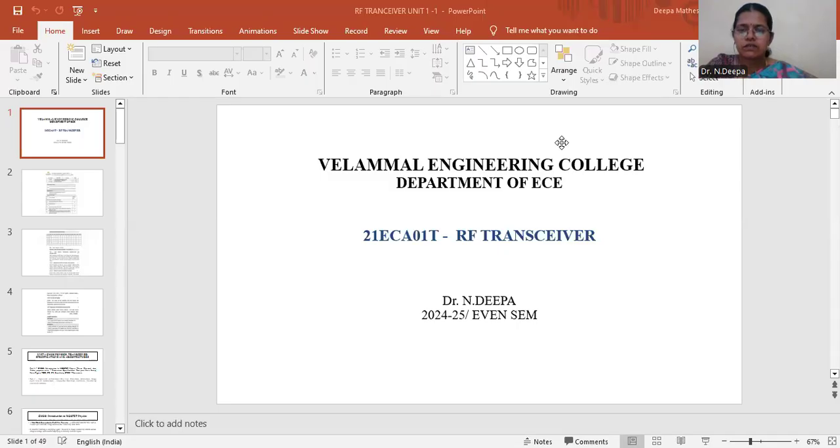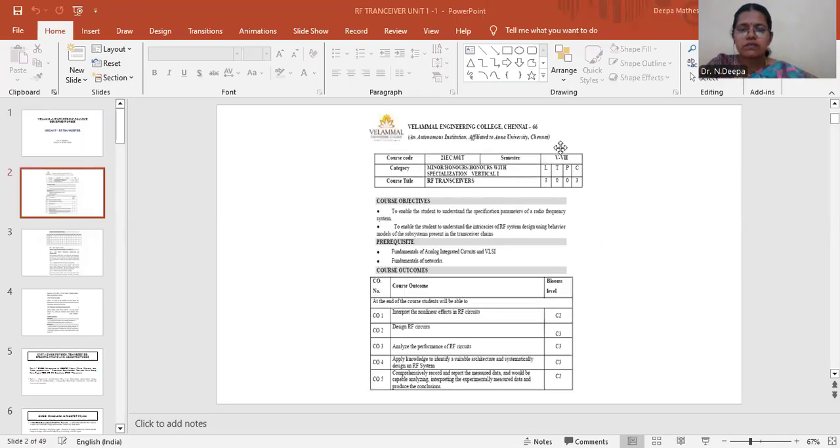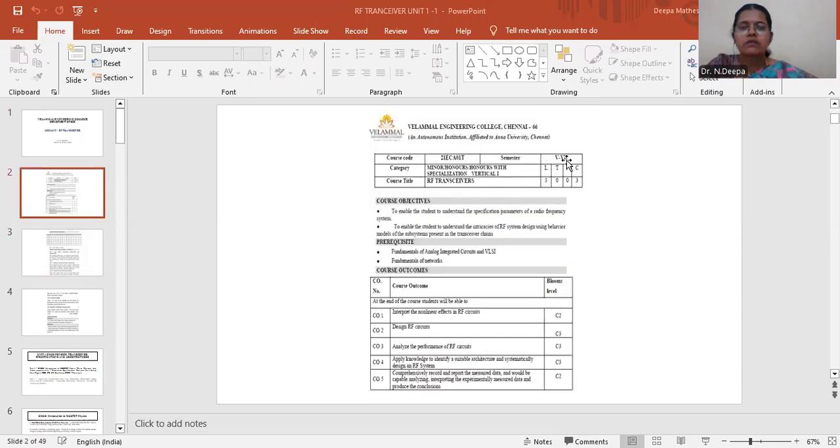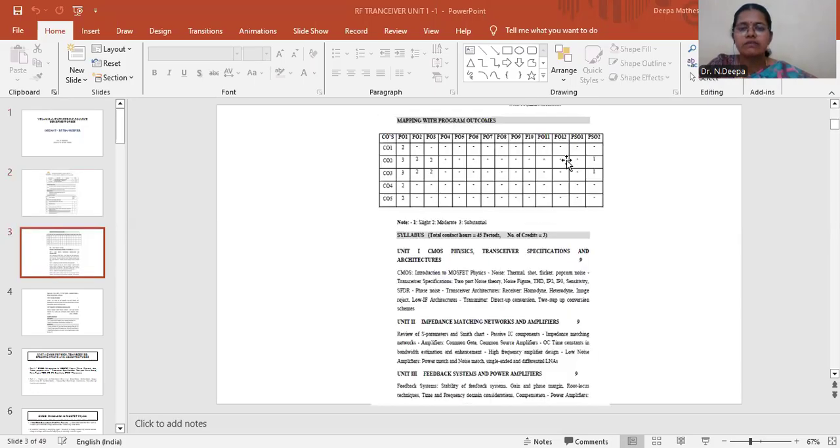So we go for our syllabus. This is our syllabus, RF transceivers. The code is 21EZA01T. The first unit is CMOS transceiver specifications and architecture.